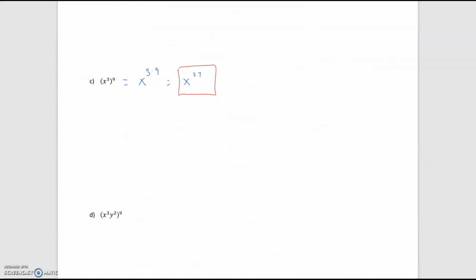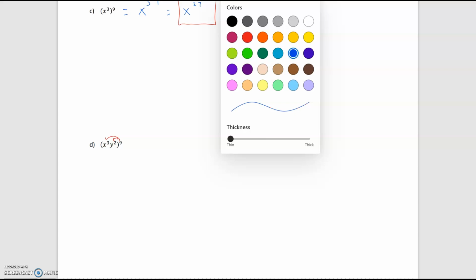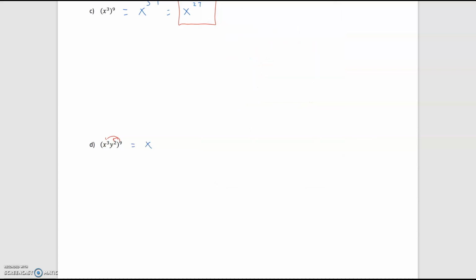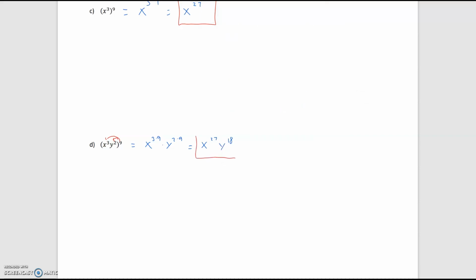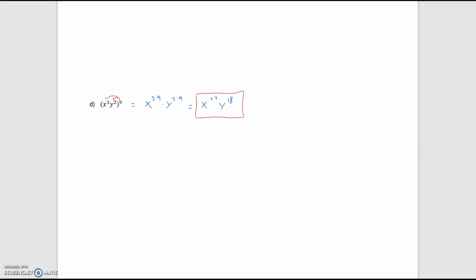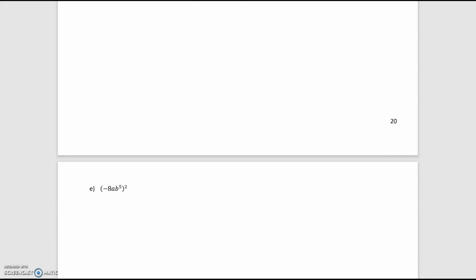So for this one, we're just going to be exponentiating both of the bases. So let me rewrite it. This is going to be x to the 3 times 9 times y to the 2 times 9. And this is equal to x to the 27 and y to the 18th. That's it for this one. Okay, let's move on to E.